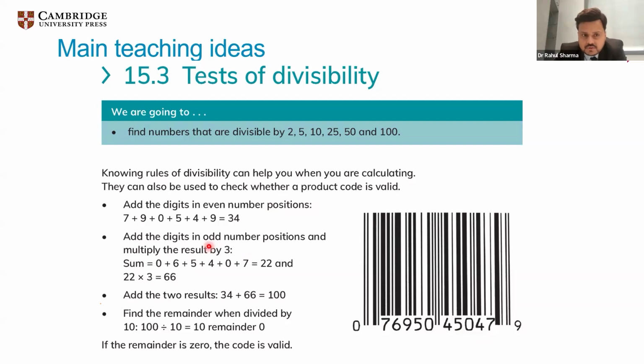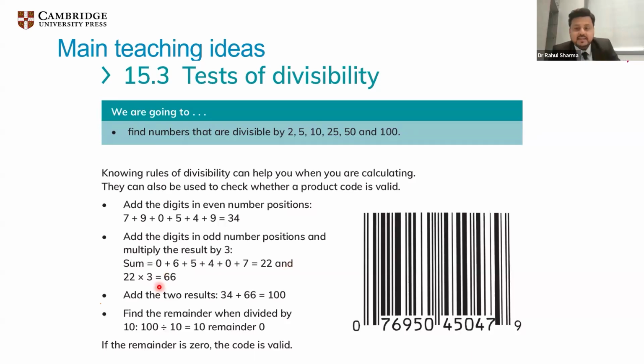The odd positions, I will add all of them and then multiply by 3. So as you can see, the odd ones are the first digit, third digit, fifth digit, seventh digit, ninth digit, 11th digit. I have added all of them and then multiplied by 3.